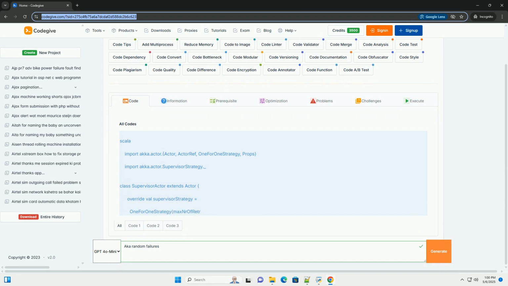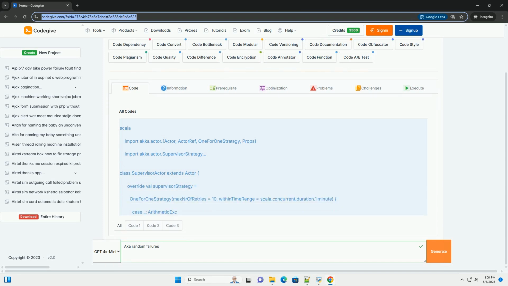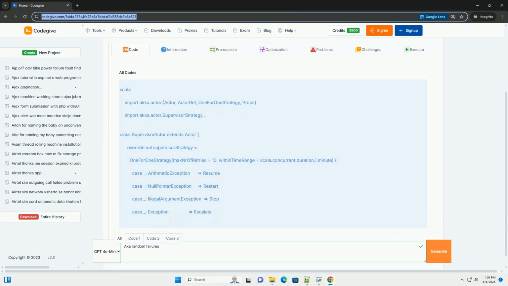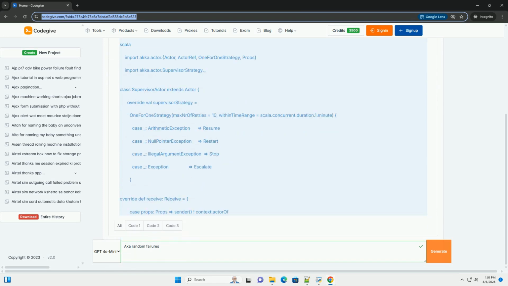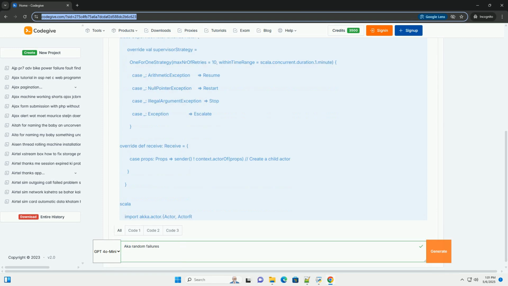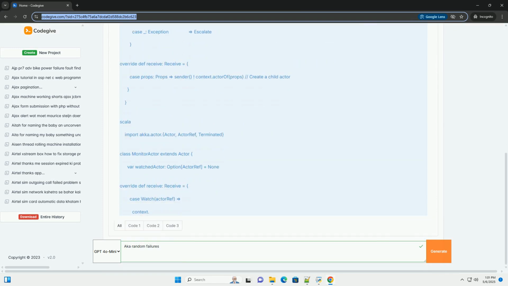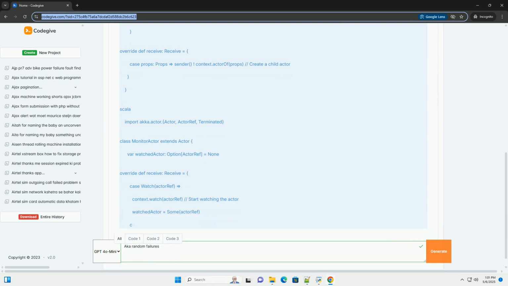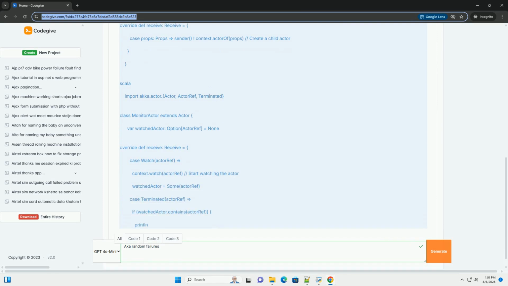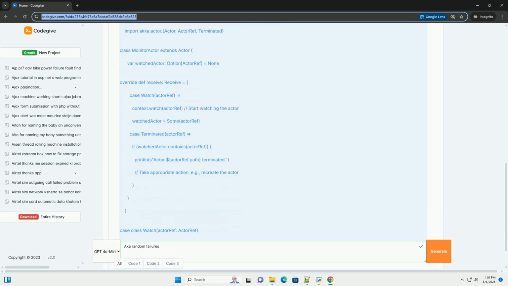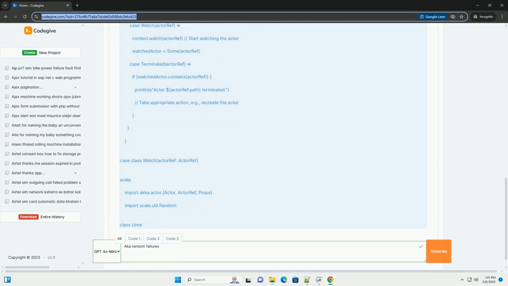Akka random failures, simulating fault tolerance in distributed systems. Akka is a powerful toolkit for building concurrent, distributed, and resilient message-driven applications. One of its core strengths is the ability to handle failures gracefully. In realistic distributed systems, failures are not just possible, they are inevitable.